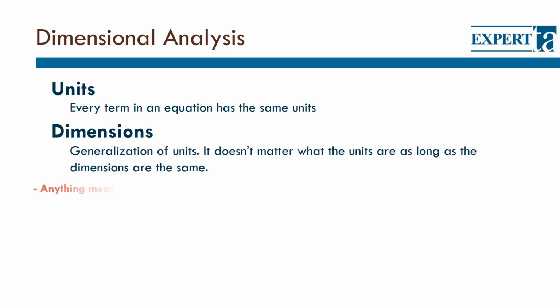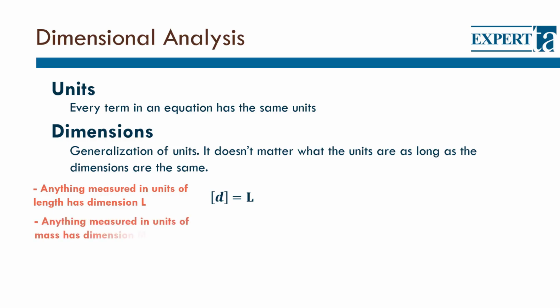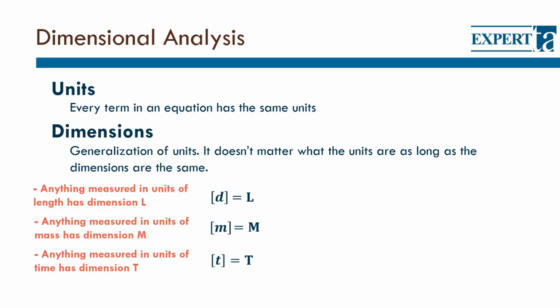Anything measured in units of length has dimension L. So if we have a distance, then that will have a dimension of length denoted by L. Anything that is a distance or a length will have dimension L, and similarly anything that is measured in units of mass, be it in kilograms, grams, anything else that you might think of, has a dimension of M. So if you have a mass denoted by little m, then the dimension of that will be M for mass. Similarly, anything measured in units of time has dimension T for time. So if you have t indicating time, then it will have a dimension of time.